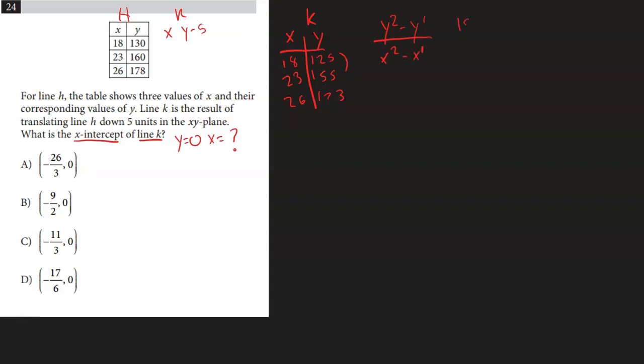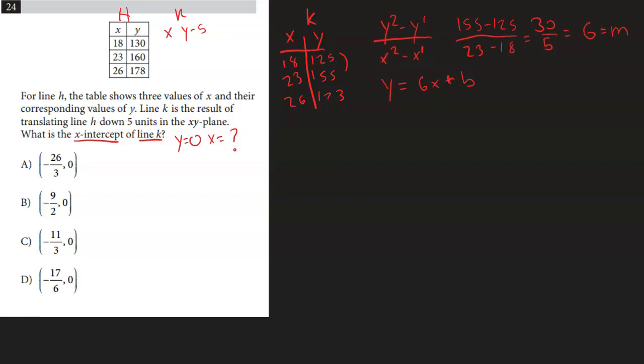So we could do 155 minus 125 over 23 minus 18. And that would eventually be 30 over 5, which would equal 6, and that is the slope. So now we have y equals 6x plus b. So we need to find b.